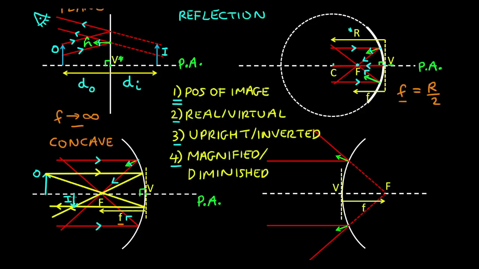And in this case, because the image is in front of the mirror, it's real. So essentially you can put your hand there, or a screen, and you'll be able to see the image at this position. And we see the image is upside down, so it's inverted. And the image is smaller, so it's diminished.